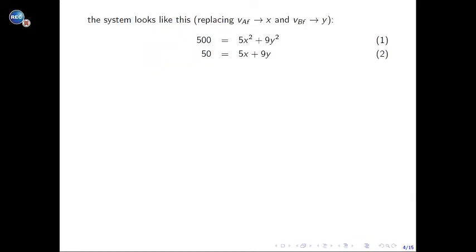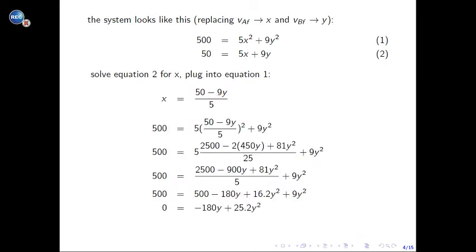All right, we simplify everything down because we know the units will come out to meters per second. And what we have is 500 is 5x squared plus 9y squared, and 50 is 5x plus 9y. Solve equation 2 because that's the simplest one. Plug into equation 1 and you get a quadratic.